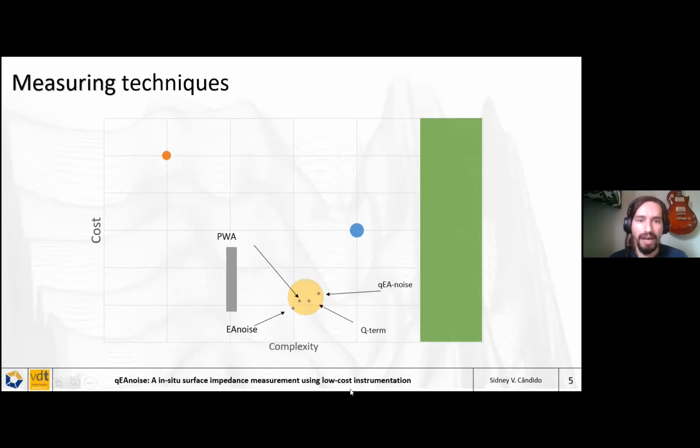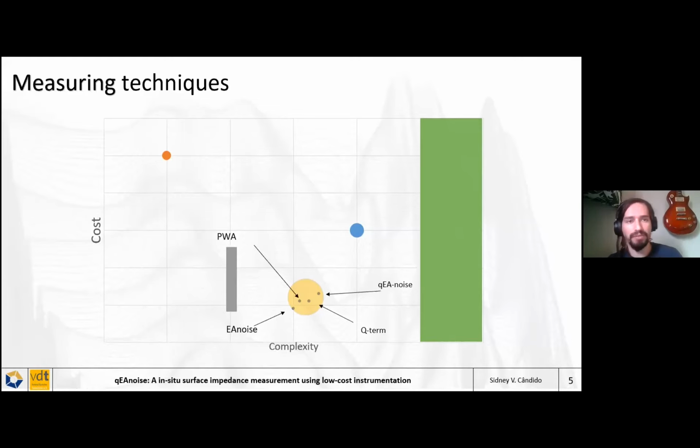So I'm right here. That's what I focus my study. The EAnoise, the initial technique that I studied. It is the most simple and practical way, and I will explain why: it is the most practical, least complex and least costly way to measure surface impedance. There's the PWA and K-term, and there is the EAnoise that will be my contribution to this topic.